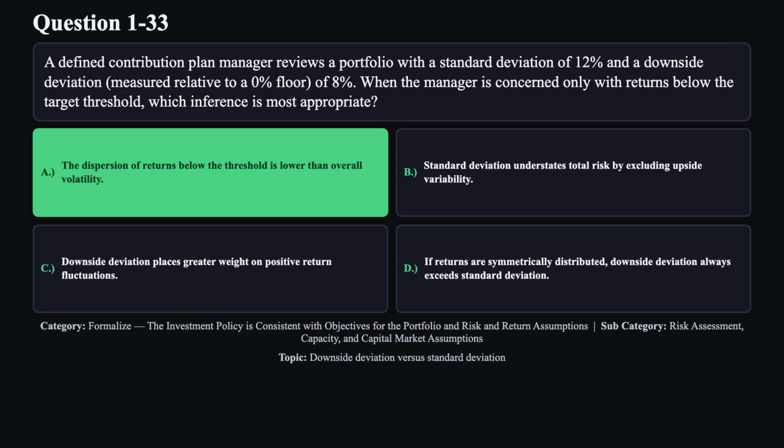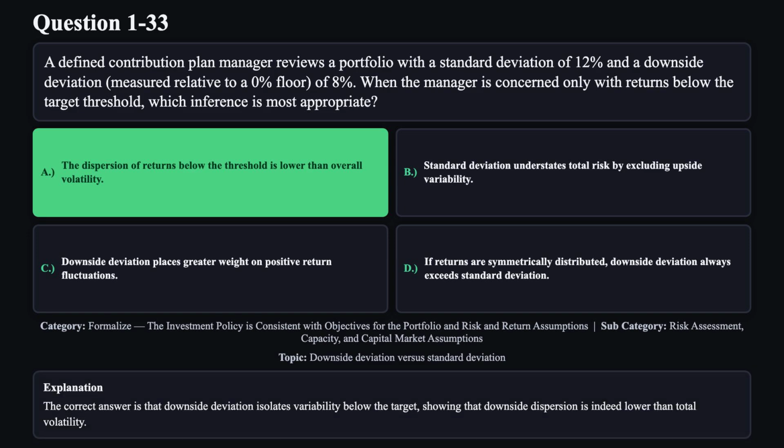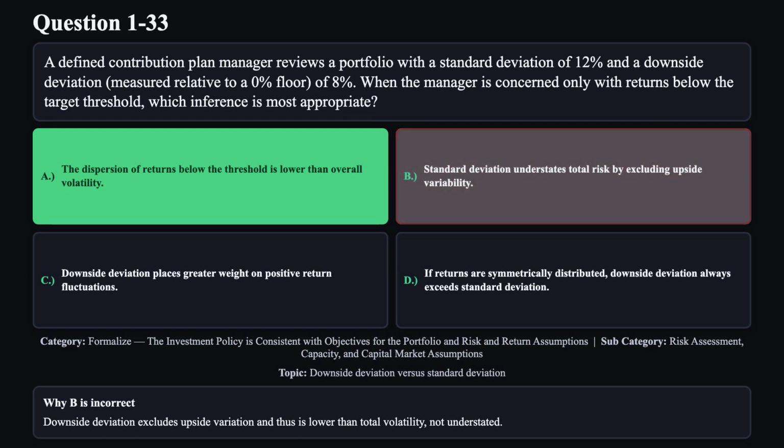The correct answer is A. The correct answer is that downside deviation isolates variability below the target, showing that downside dispersion is indeed lower than total volatility. Reason B is not correct. Downside deviation excludes upside variation and thus is lower than total volatility, not understated.